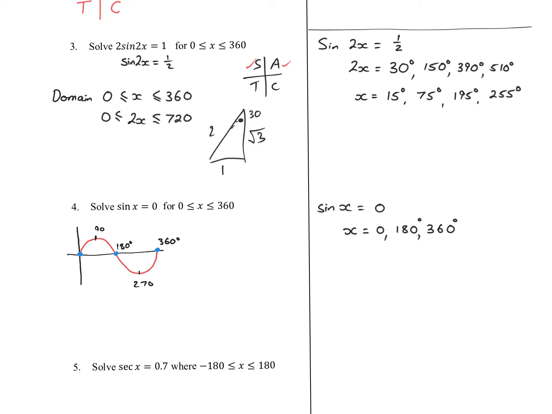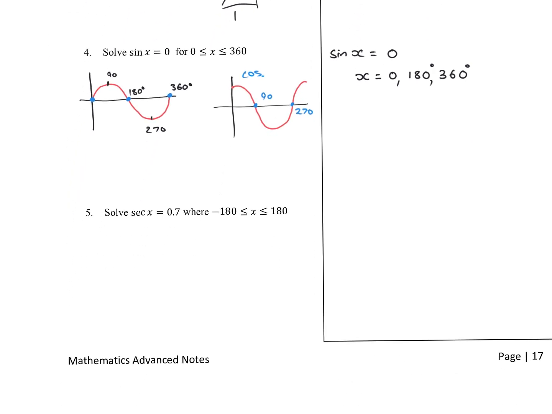Easy? What if it wasn't sine? What if it was cos? Then you'd use the cos graph, which starts at 1 and goes like this. So it would be equal to 0 at 90 and 270. That's cos. Tan's a bit different, because tan's odd.